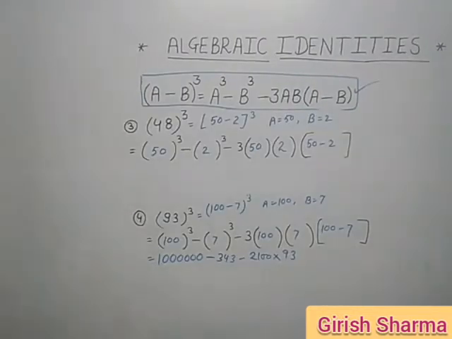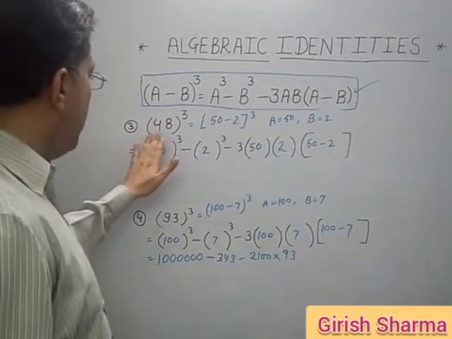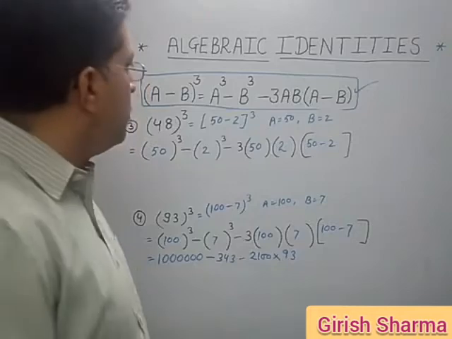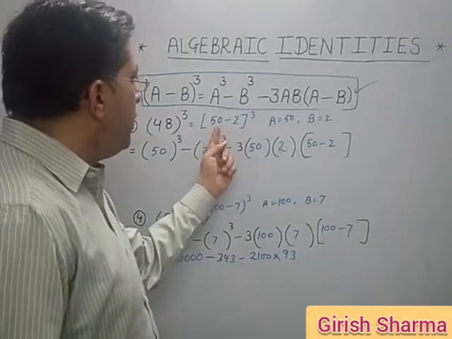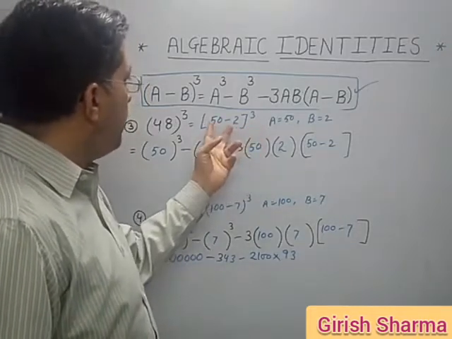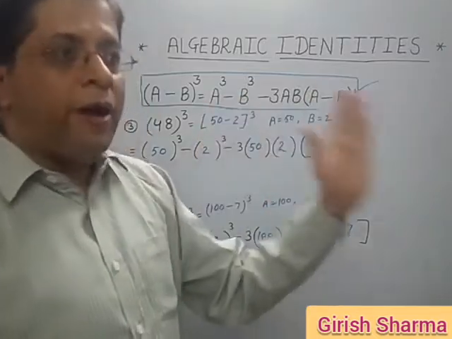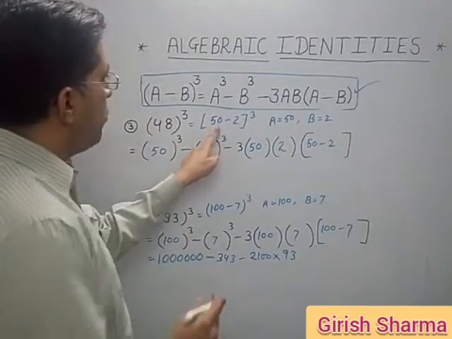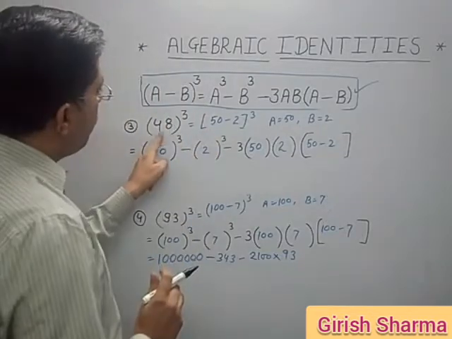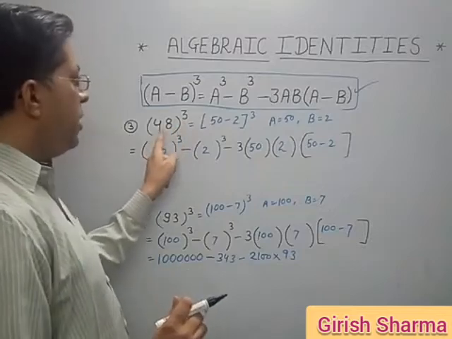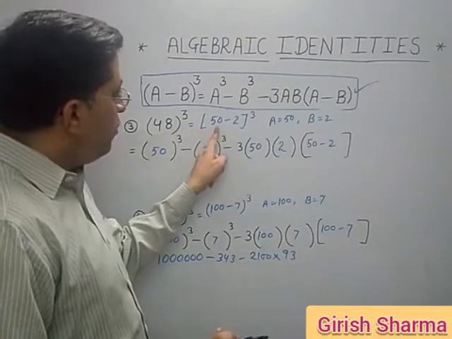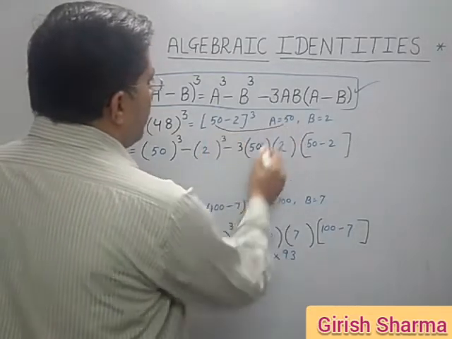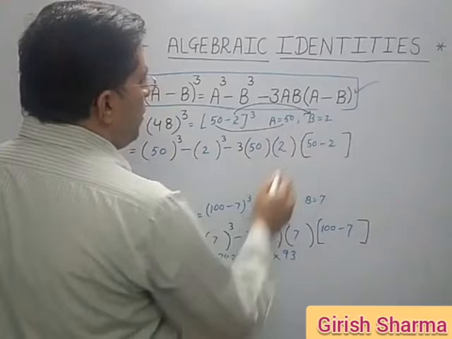Now we have to find the value of 48 power 3 with the help of algebraic identities. Which identity will we use here? (a minus b) whole cube, which is a cube minus b cube minus 3ab in bracket a minus b. Just see what is a. Here it is 48 power 3. What can I write? 48 is easily 50 minus 2. So a is 50 and b will be 2.